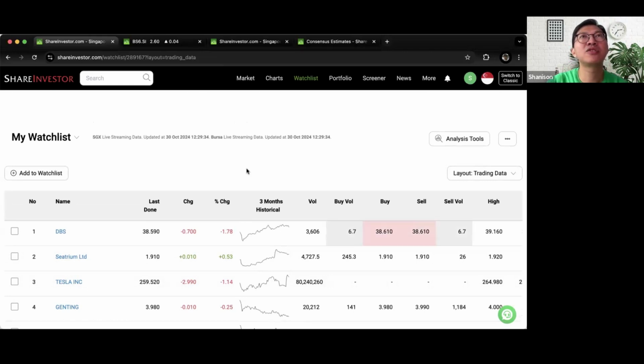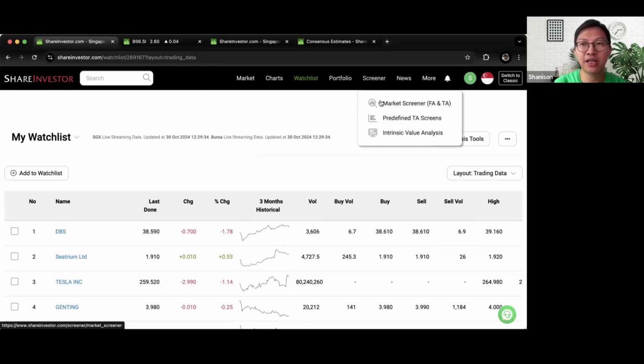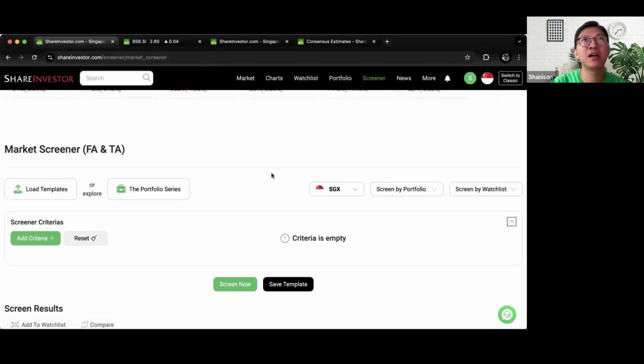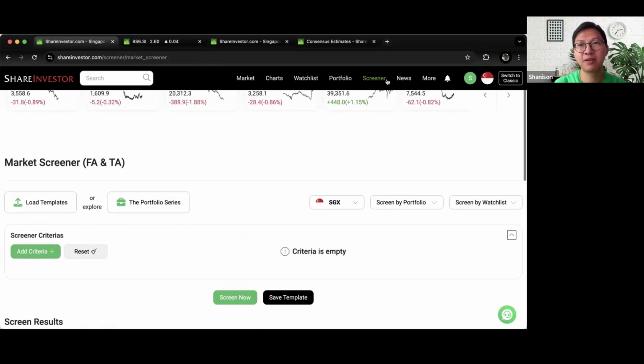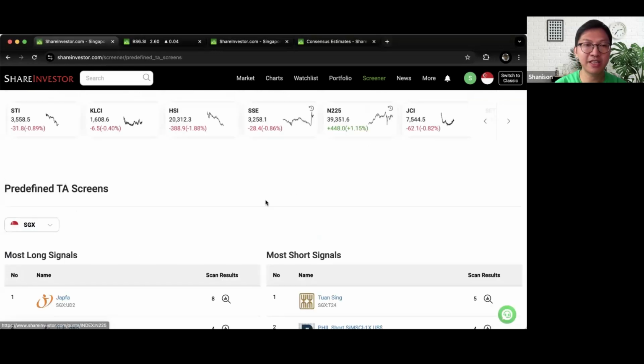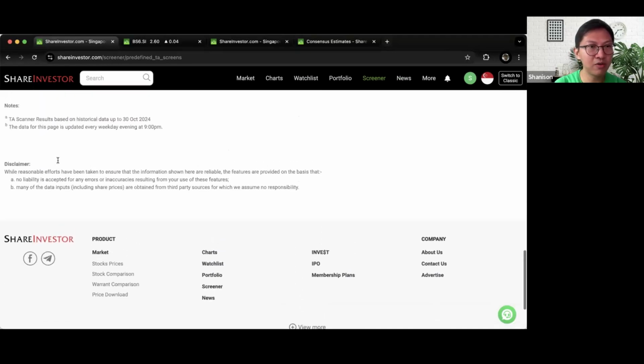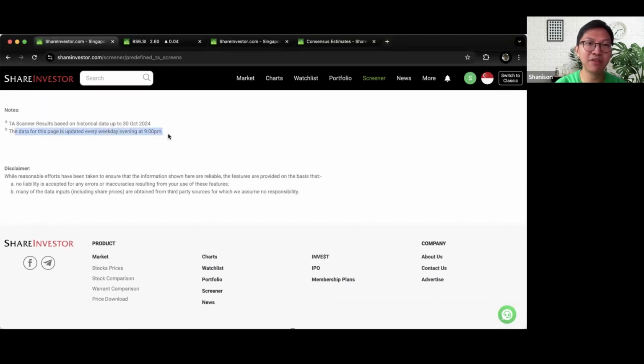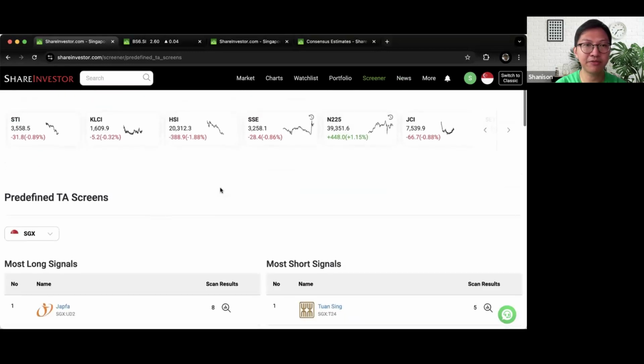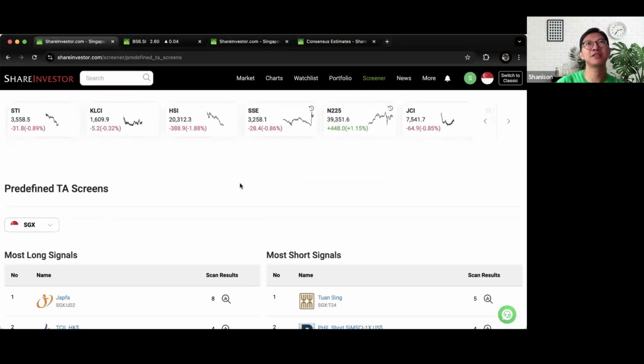Okay. Jason is asking for the TA screener, is the price data based on end of day or the day before? I shared that for the screener under FA and TA, you are screening based on real-time results. So that's why it takes a bit of time to calculate some of those results. But if you are doing the predefined TA screens, this is based on the previous day's data. The data is updated every day at 9 p.m. So it's a bit delayed for these predefined TA screens, but it's much faster.